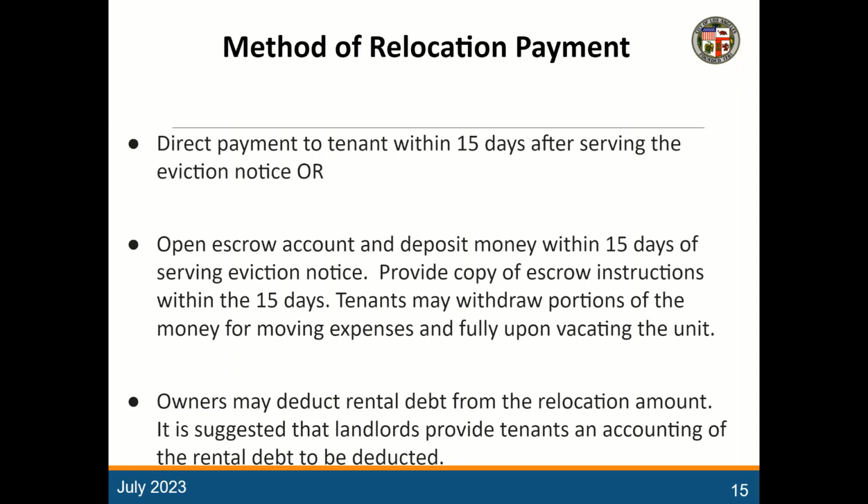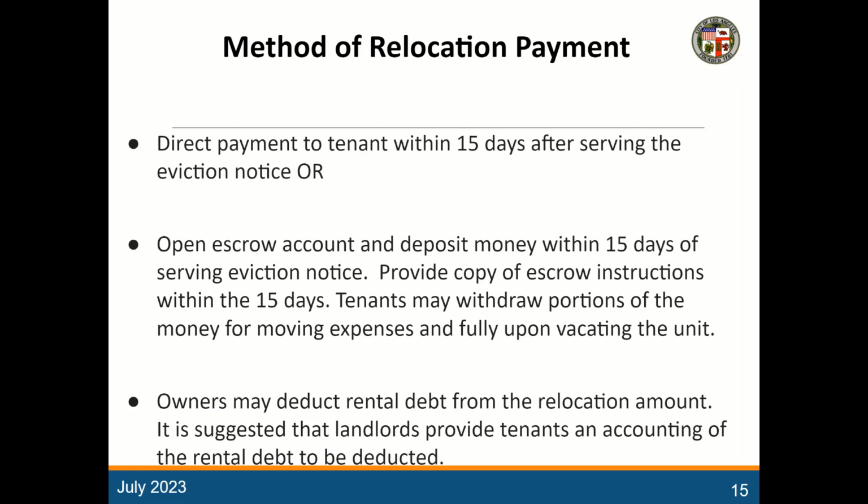And that money can only be withdrawn in two ways. The tenant may either withdraw portions of the money while they're still in the unit for the purpose of paying moving expenses. For example, if they have to pay a security check or a deposit for a new unit, then they may reach out to the escrow company and withdraw that money. And of course, once they fully vacate the unit, the tenant is able to withdraw the entire balance of the relocation money that was deposited by the landlord.